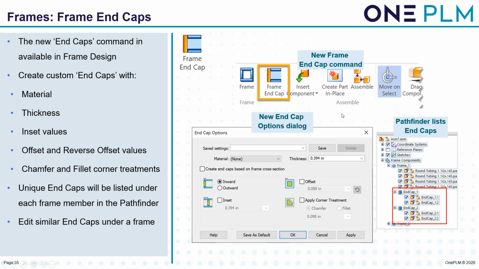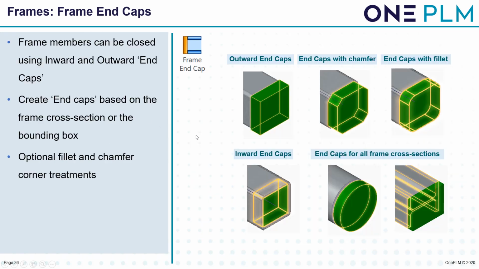It is still a little bit in beta, so the offset doesn't really decide which way it's going. Is it going inside or outside? If it's outward, is the offset saying plus or minus? There's a bit of an issue which I've raised on that, so hopefully that'll be corrected by the time it's released. Some nice examples of the end caps: inward end caps, outward end caps, chamfers, fillets, and then end caps that suit the actual cross section of the frame.